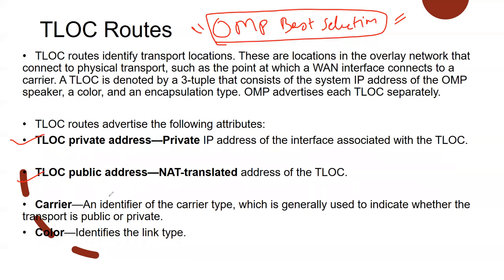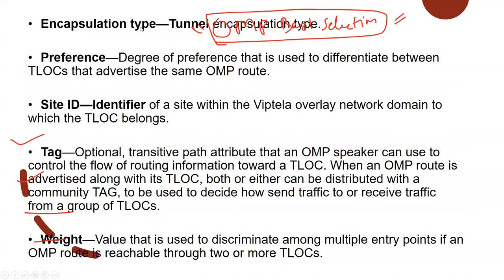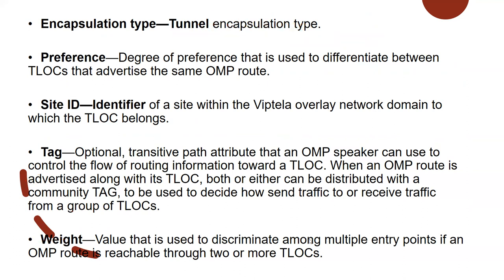So private address, public address, carrier, color, obviously system IP, encapsulation, preference. You can see preference. This is the common one. We have seen OMP preference as well, common in terms of name only. So you have something called TLOC preference as well, and you have something called OMP preference as well. Then you can see tag as well. So you have TLOC tag, and you have OMP tag as well. Then it has one local property in terms of weight as well.